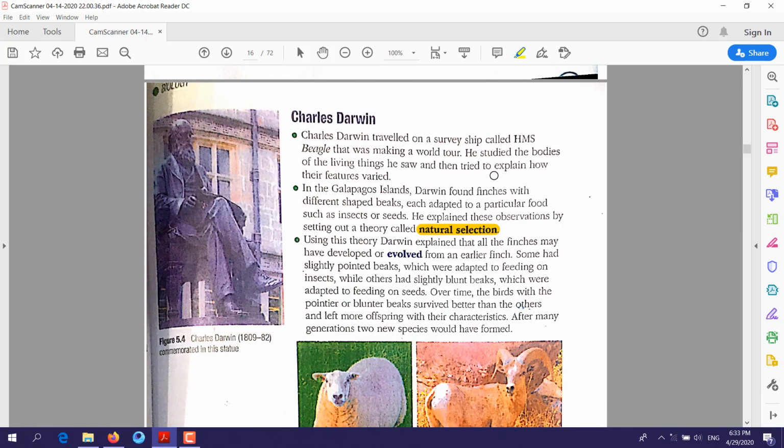So Charles Darwin was the first one who explained this, and he said all the organisms came from another organism, or they came from an earlier organism, but then what happened to their bodies? Their bodies start to adapt to the new environment. That's why we are seeing these changes happening to these organisms.